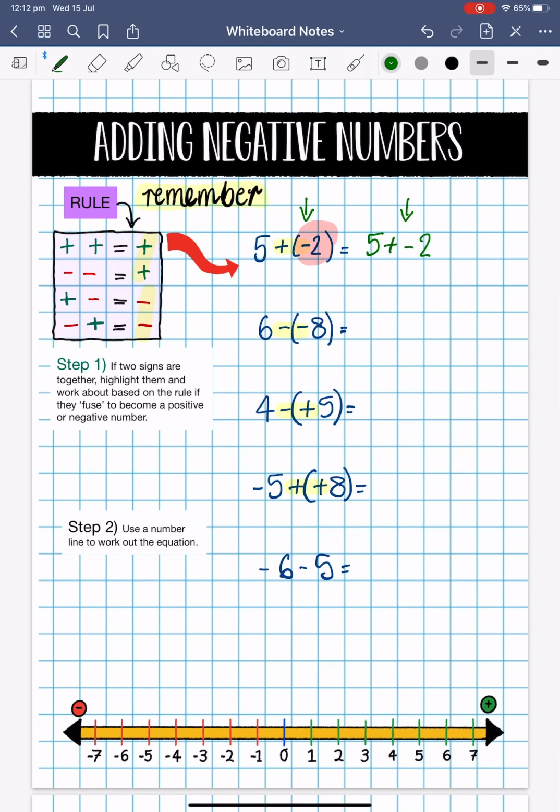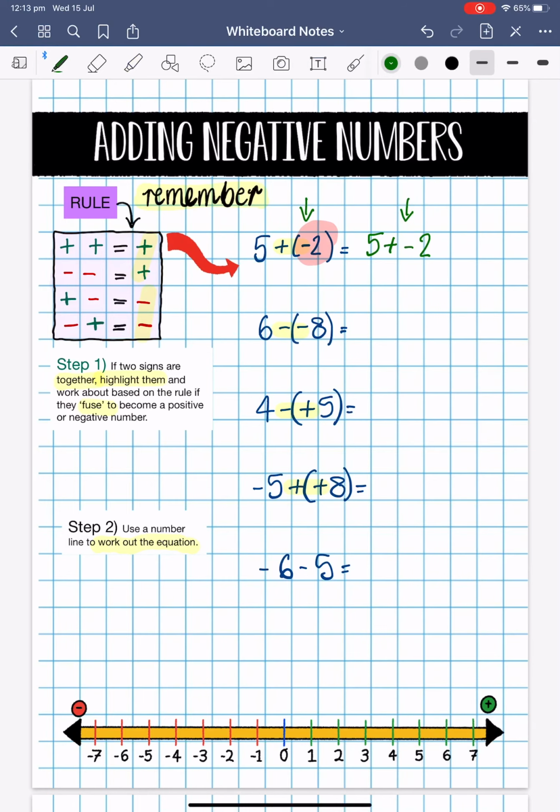Now, I've written some steps here for you. So let's quickly have a look at them. If two signs are together, highlight them and work them out based on the rule. They fuse and they become a positive or a negative number. And then step 2, use a number line to work out the equation. So let's have a look at that.